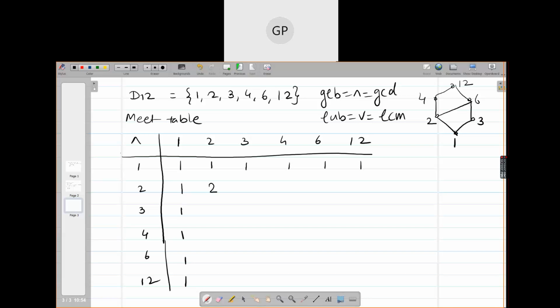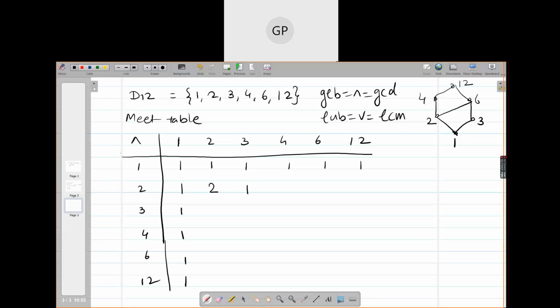Now 2 meet 2 is 2. 2 meet 3. What is 2 meet 3? What are the lower bounds of 2 and 3? 1, and that is only one lower bound. So it has to be the greatest one. So 2 meet 3 is 1.